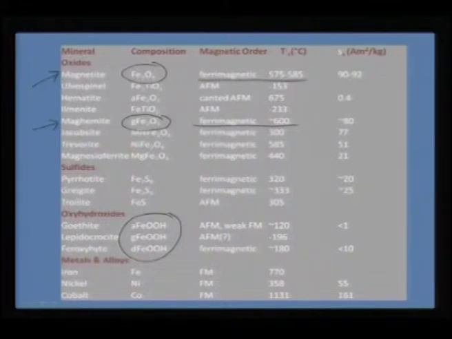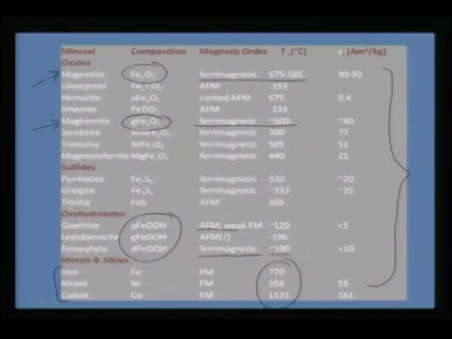For example, alpha FeOOH actually is an AFM, antiferromagnetic material, but the other phase is a ferrimagnetic compound with a Tc of 180. So, you can see a range of oxides, and apart from these oxides we also have our traditional ferromagnetic elements like iron, cobalt and nickel, showing strong ferromagnetism, and the ferromagnetism is above room temperature.